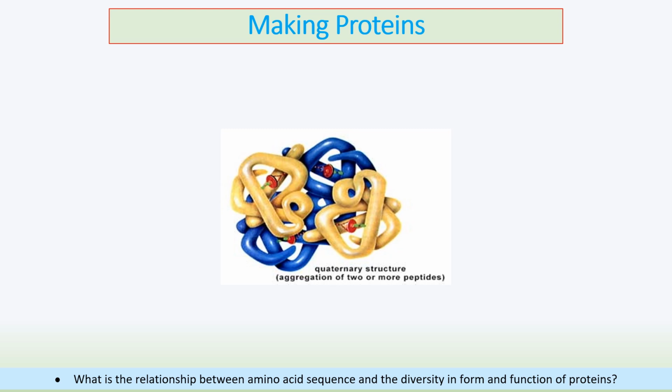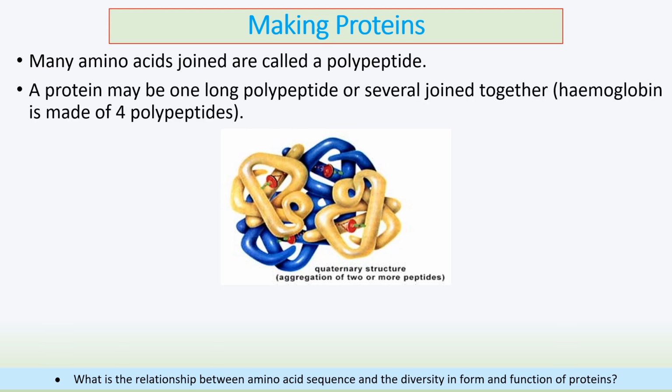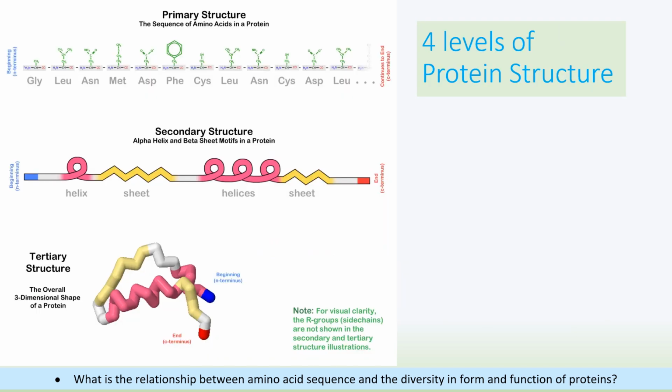When we're making proteins, a protein is made of loads of amino acids joined in a long polymer called a polypeptide. A protein may be one long polypeptide or several of them. For example, hemoglobin, which we'll focus on later, is 4 polypeptides. Amino acids are sometimes called amino acid residues because they've lost part of the molecule in the reaction, but I don't think you need to worry about that for the exam.